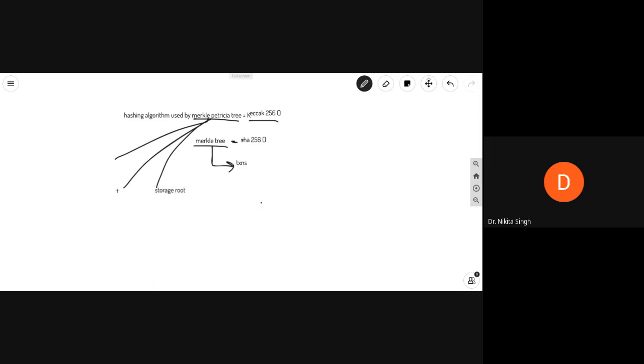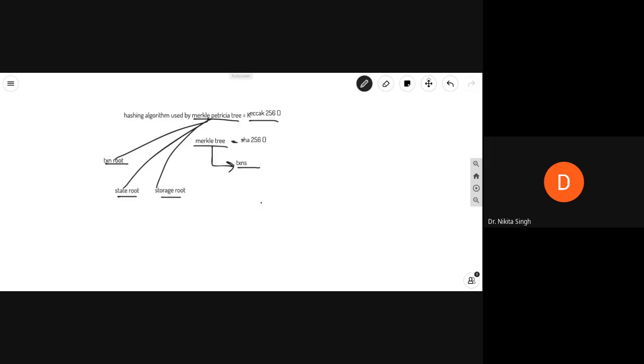Second is state root, and the third is the transaction root. This and this will be the same. This will be the root hash, the transaction root hash. So this is the same. Additionally, we have two other roots, which are known as the state root and the storage root.